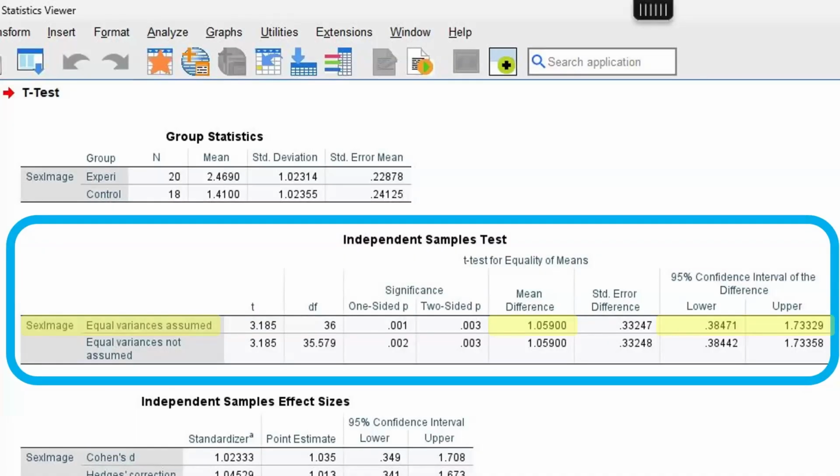But understand that this is a confidence interval of the difference between the two samples and not an estimate for the sexual imagery in each sample. So just be very careful about that. It's about the difference between the two samples. All right, so that's confidence interval, but what about our t-test?